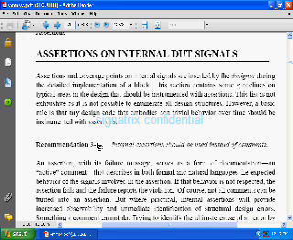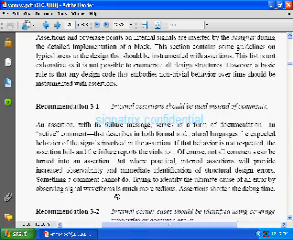Now we'll see the recommendations. The first recommendation is that internal assertions should be used instead of comments. Instead of writing comments, an assertion with its failure messages serves as a form of documentation. It is an active comment that describes, in both formal and natural language, the expected behavior of signals involved in the assertion. If that behavior is not respected, the assertion fails and the failure reports the violation.